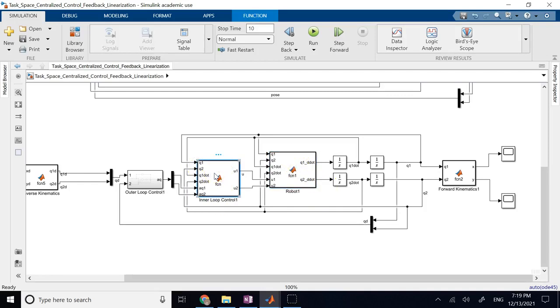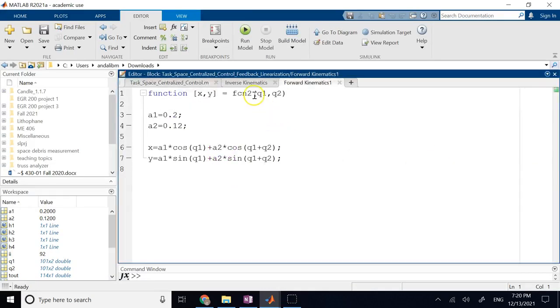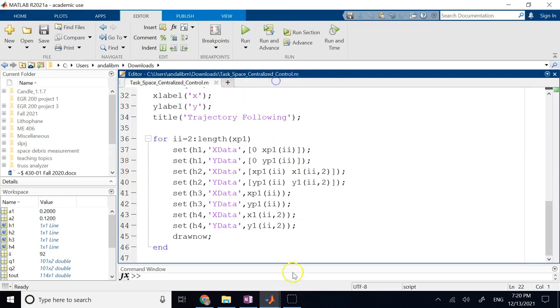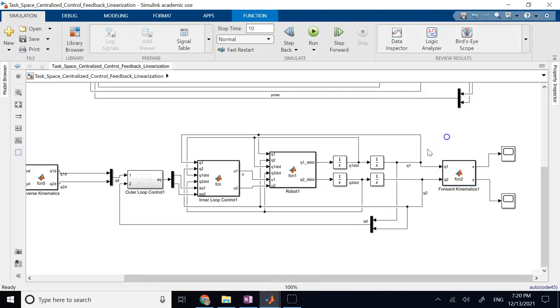So this is your inner loop, right, which receives AQ from the outer loop, creates the torques, passes them to the robot, and then will generate what? The actual Qs. And here, on the other side of the block, I use forward kinematics, which takes Q1 and Q2 and generates X and Y of the end effector. That one will generate for you the X actual and Y actual of the end effector.